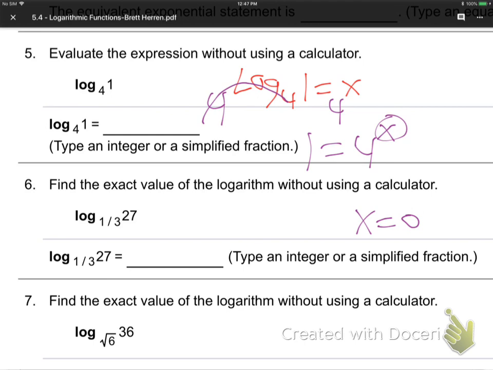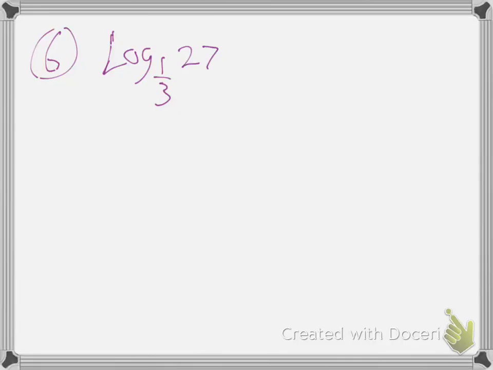So you see, that's how we're going to solve logs. We're going to get them out of there by doing the same base on both sides. By doing the inverse function. So I just did base of 4 on both sides. Is that good? Let's try one more. All right, let's finish with that one.